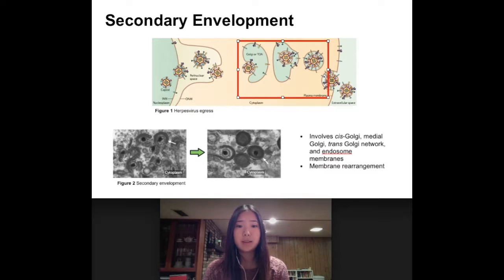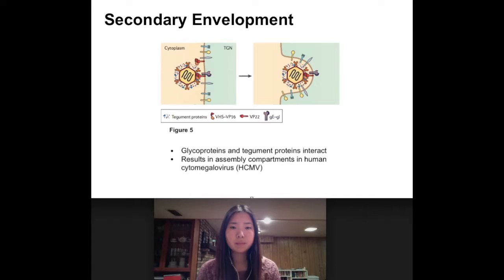So for herpes viruses, the main membranes involved are the cis-Golgi, the medial Golgi, trans-Golgi network, and endosome membranes. And these membranes become dramatically rearranged during the process of secondary envelopment.